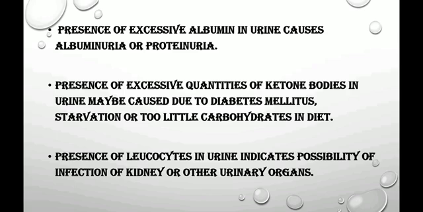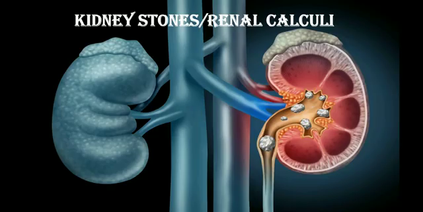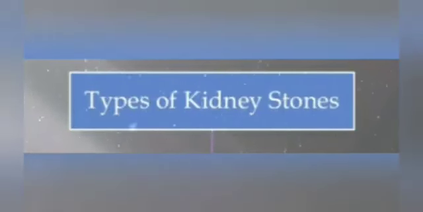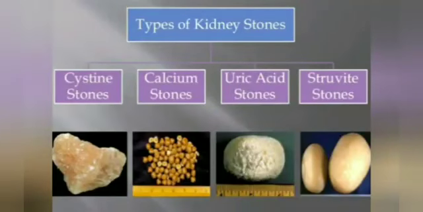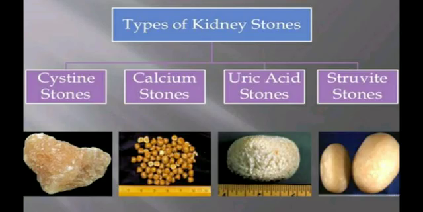Now let's see the disorder, that is kidney stones, or you can also call it as renal calculi. We know that the second name for kidney is renal, so we can call kidney as renal and stones as calculi. These kidney stones may be formed in any portion of urinary tract from kidney tubules to external opening. Depending on composition, they are classified into four different types. They are calcium stones, struvite stones, uric acid stones, and cystine stones.